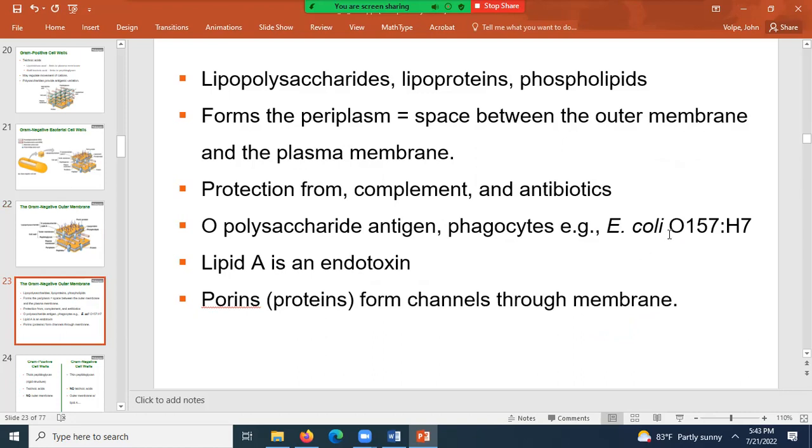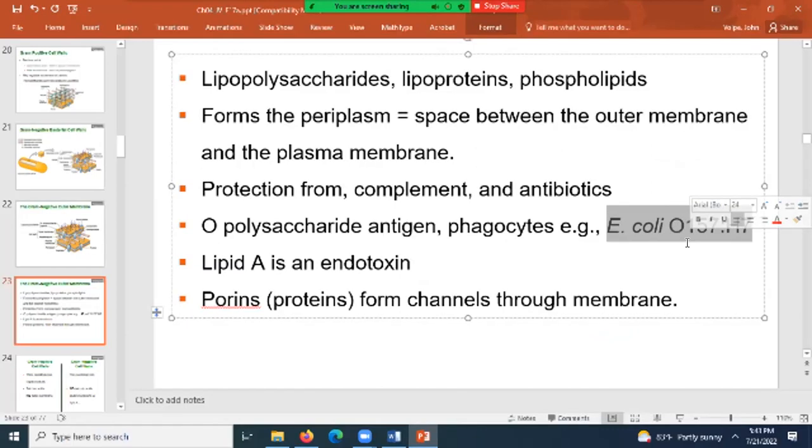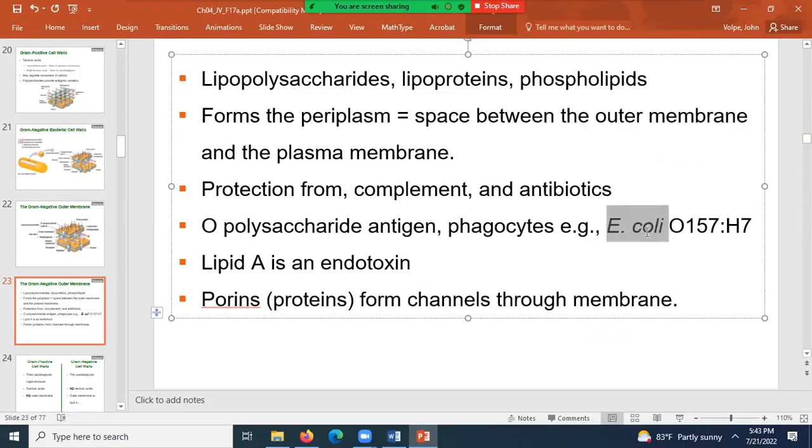So O157 and H7 are two antigens on this E. coli. And if you don't know, this E. coli is a human pathogen. You don't want it in your gut because it's different from normal E. coli, which is found in your gut. And I've already talked about lipid A and porins. Any question about the gram-negative cell wall?